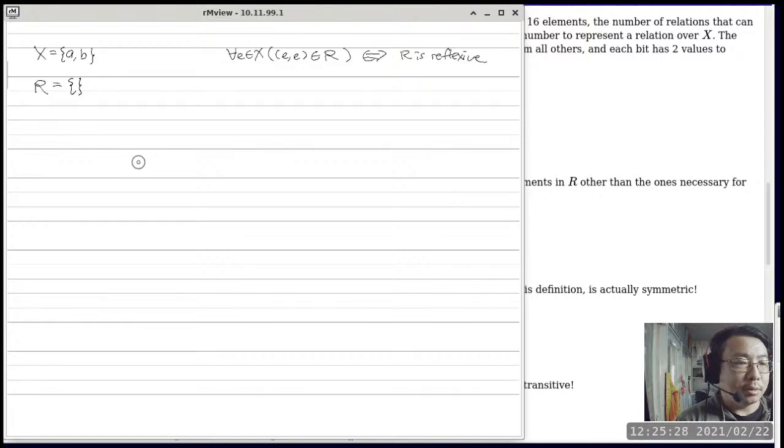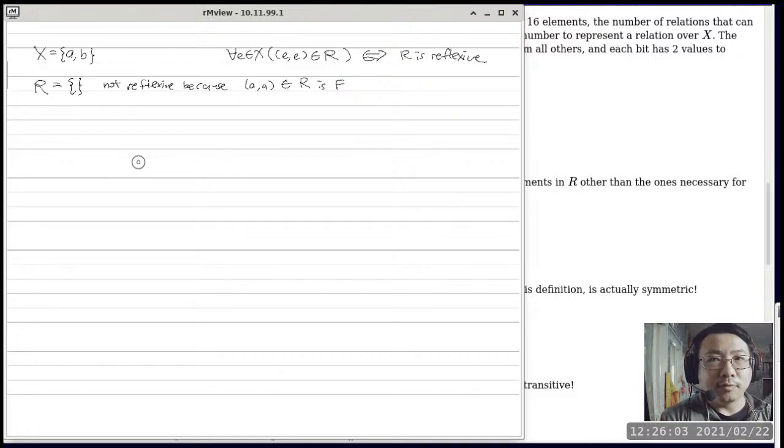Well, those are indirect answers, but you can also just give me a concrete example and say, since this thing is missing in R, R cannot be reflexive. Okay, you can say because AA in R is false. That's it. Okay, because in order for R to be reflexive, AA and BB both need to be in R.